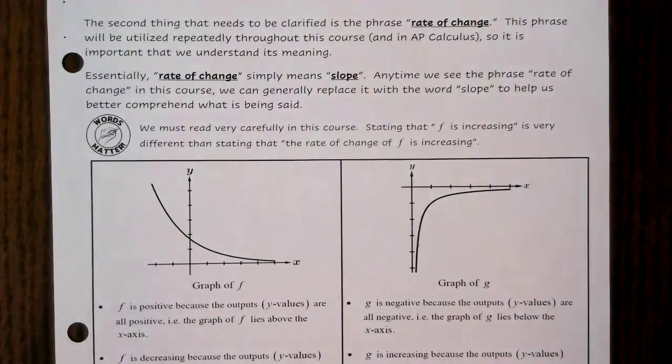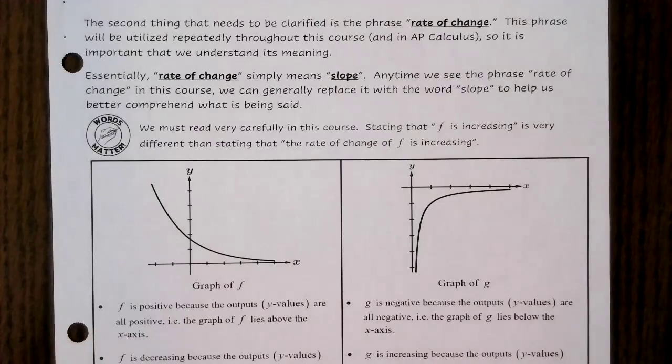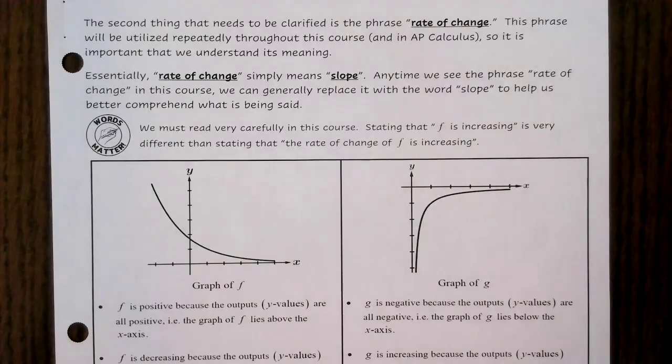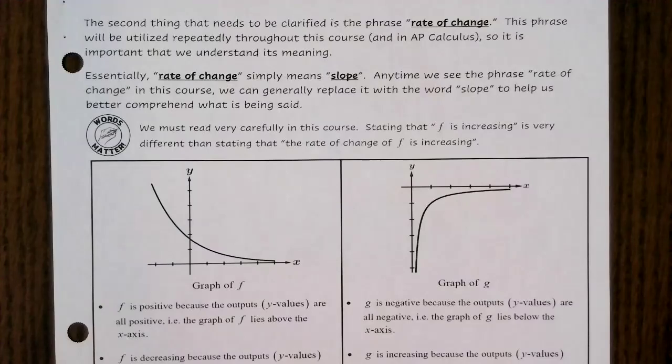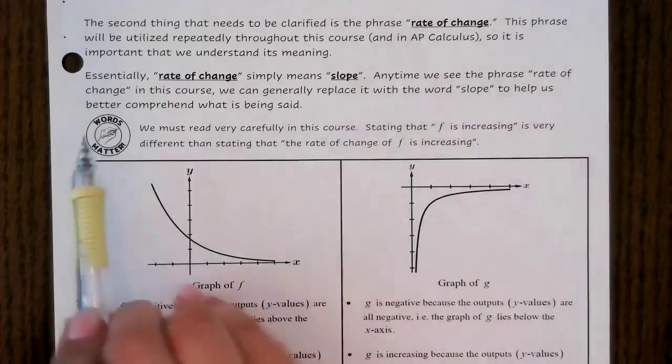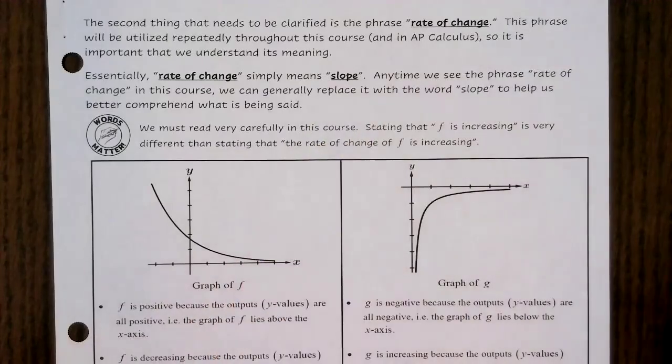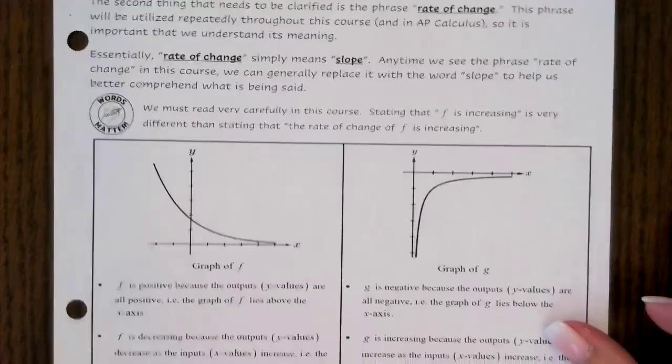The second thing that needs to be clarified is the phrase rate of change. This phrase will be utilized repeatedly throughout the course and in AP Calculus, so it's important that we understand its meaning. Essentially, rate of change simply means slope, which you learned in Algebra 1. Anytime we see the phrase rate of change in this course, we can generally replace it with the word slope to help us better comprehend what is being said.